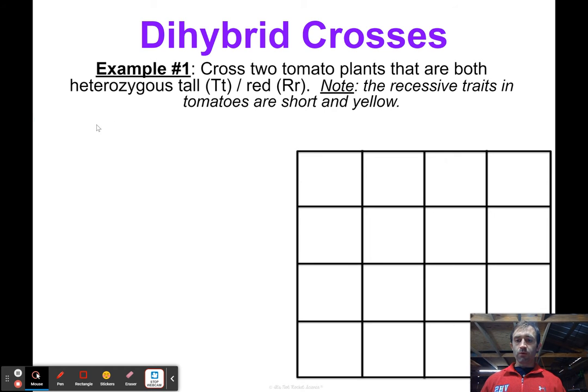Okay, so what we do, let's write down their genotypes again. Okay, so we only have to do it once because mom and dad are the same, right? They're big T, little t, big R, little r. Okay, so the FOIL method, big T, little t, big R, little r. Okay, FOIL method.